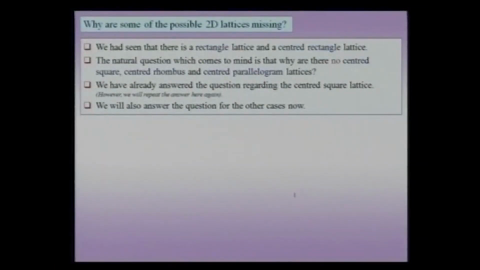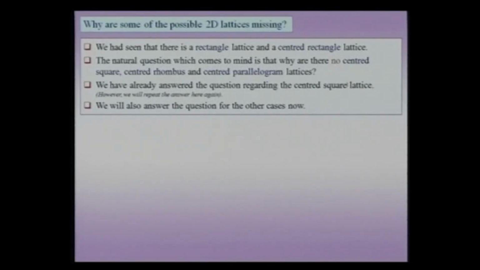We had asked ourselves a question previously: why are some of the two-dimensional lattices missing? Like for instance, there is no centered square, there is no centered rhombus, there is no centered parallelogram lattice. Why are these lattices missing? We had implicitly answered this question with regard to the square lattice, but we will consider this example again and start from there, and we will answer this question for the other cases as well.